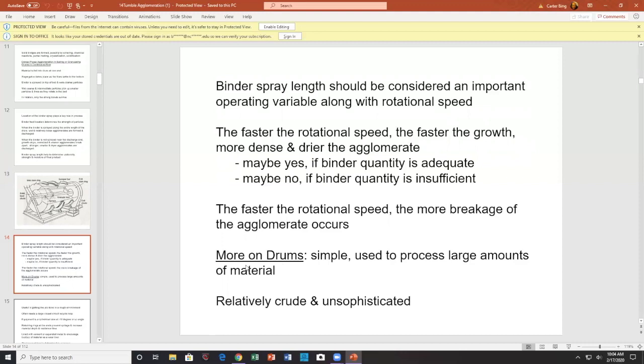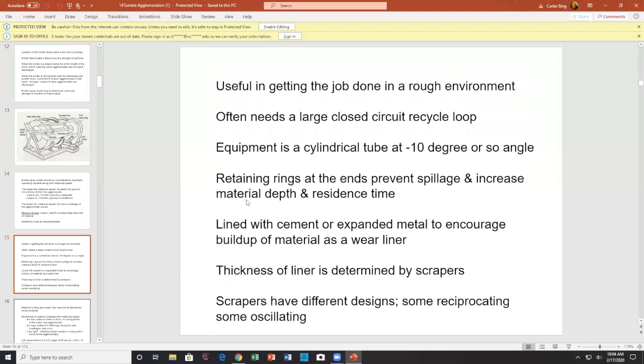More on drums. Drums are simple, used in processing large quantities of material, relatively crude and unsophisticated. Useful in getting the job done in a rough environment. Often needs a large closed cycle. Closed circuits recycle. That's the problem with drums. Drums recycle a lot of material.